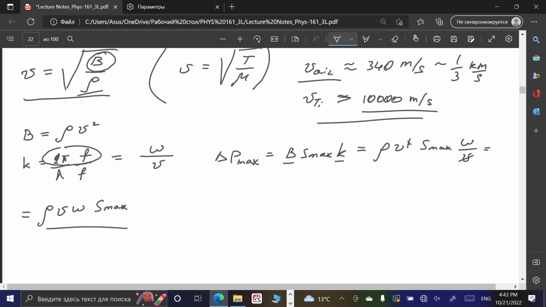And the key thing here was to find the relationship between the wave function which describes displacement in the medium and change of pressure. We introduced bulk modulus and speed of sound. We could come to this equation which gives this relationship involving quite easily measurable parameters, which are density, speed of sound, and angular frequency of the sound wave.